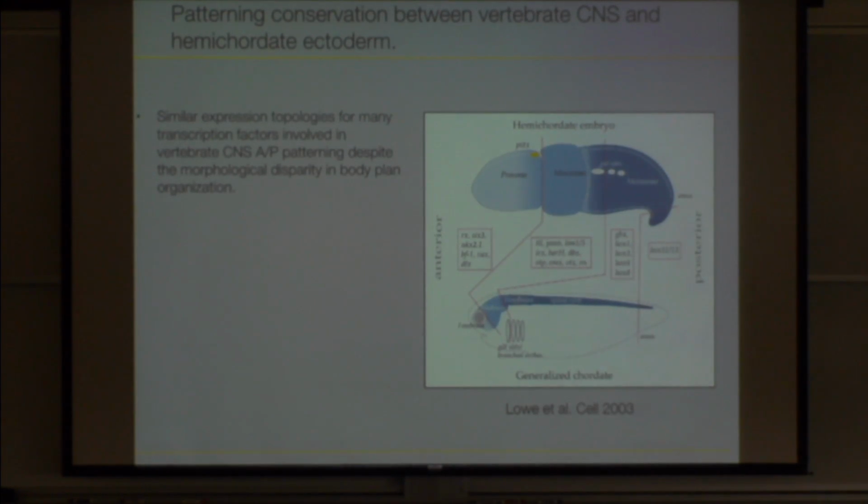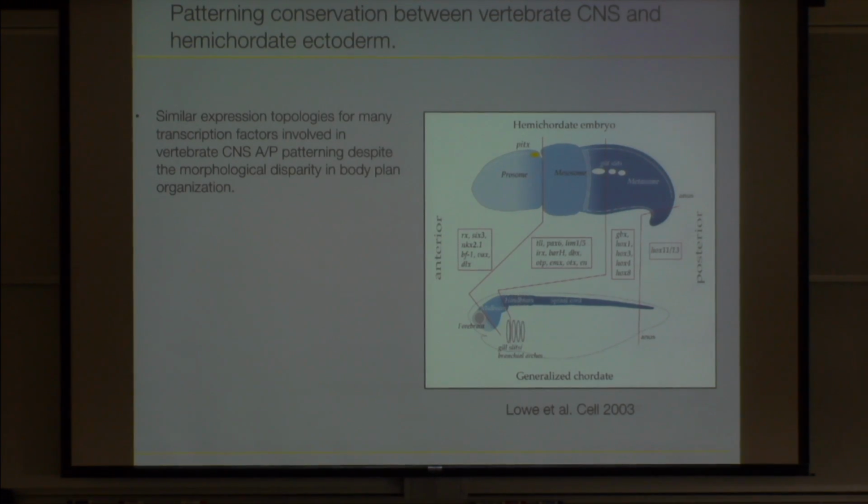So what we concluded from this work, this is data summarized for about 30 different genes when we published back in 2003. Basically, genes involved in forebrain formation are expressed broadly in the proboscis. Genes involved in midbrain formation are expressed broadly in the collar. And then hindbrain and spinal cord genes are expressed broadly in the trunk. So there are similar expression topologies for many of these important transcription factors involved in central nervous system AP patterning, despite this enormous morphological disparity in body plan organization.